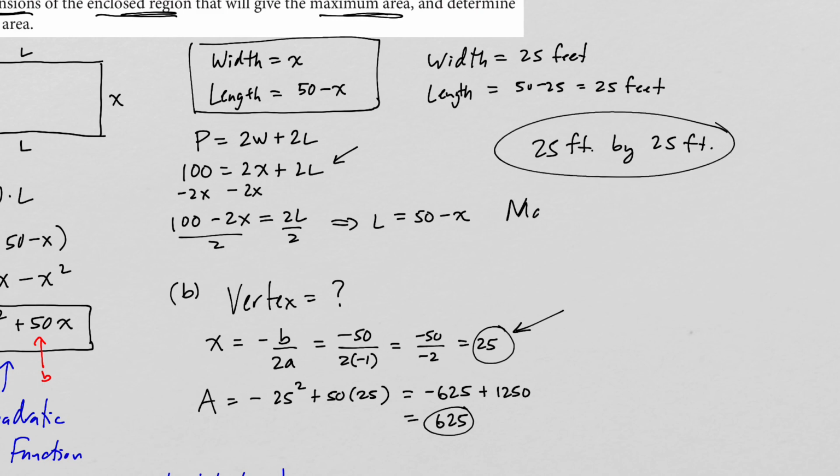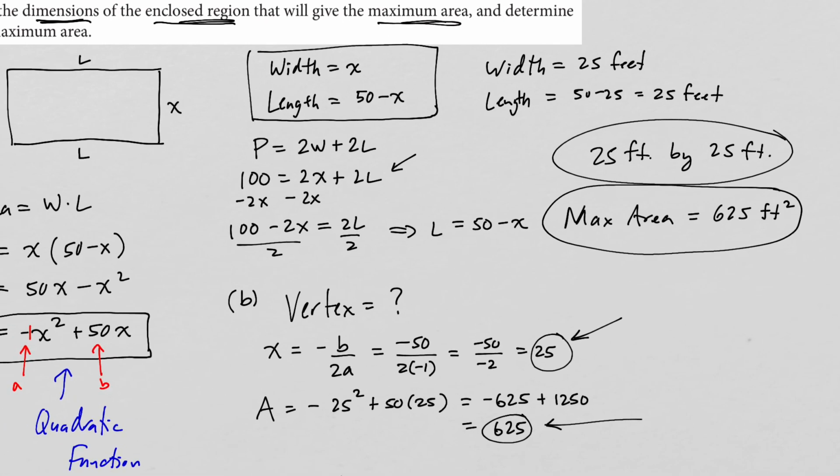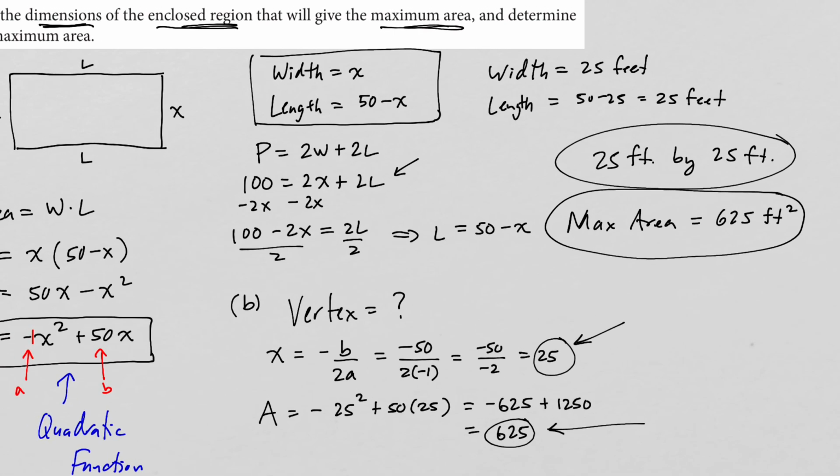And the maximum area that you get from those dimensions, that was the y-coordinate of the vertex, which is 625 square feet. So this is an application of quadratic functions that we can use to find maximum or minimum values depending on the situation.